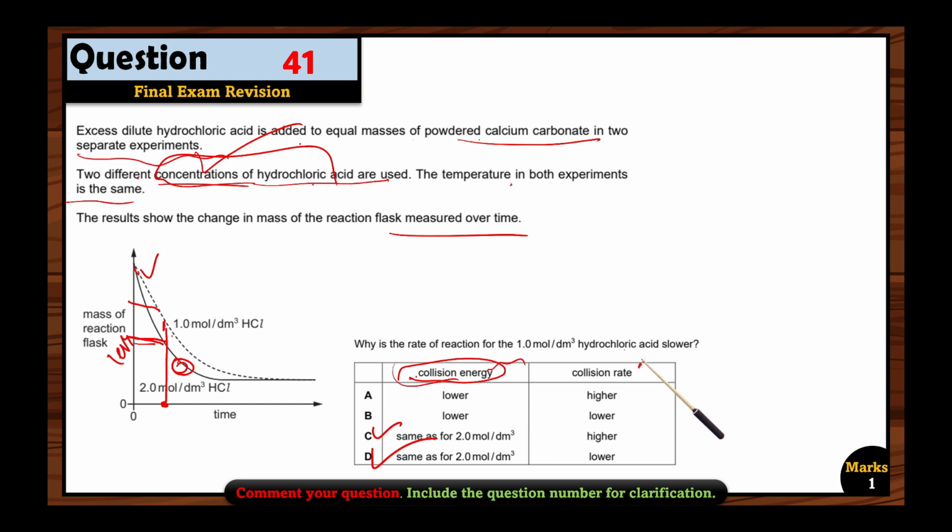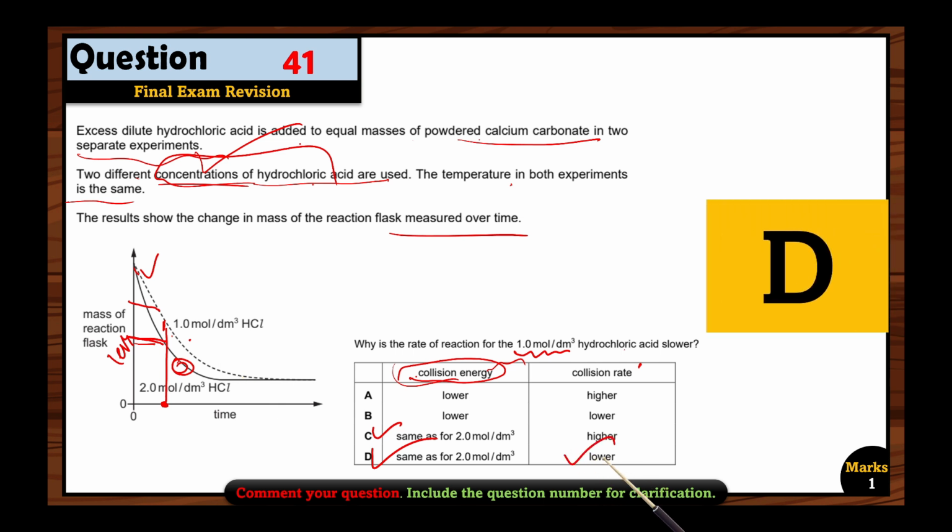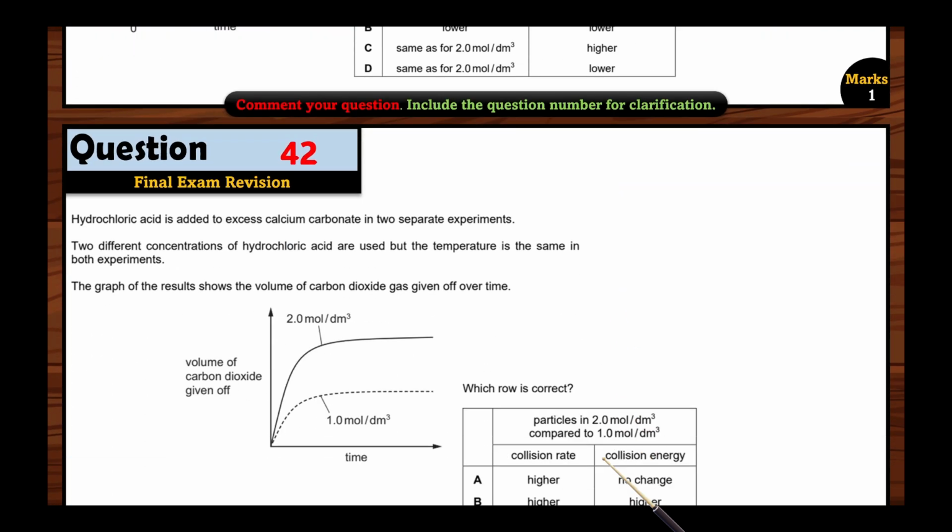Now collision rate, yes, the collision rate of 1 mole dm cube is lower, that's why the reaction is slower. So the collision rate is lower, that's why the rate of the reaction is lower. So option D is the right option.